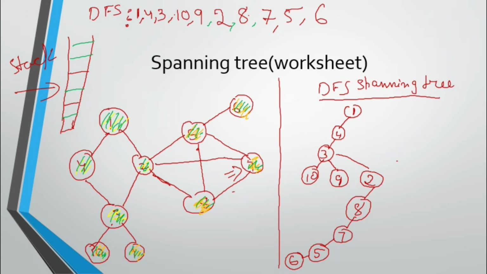So this is the tree which you get now using the DFS algorithm, that is called the DFS spanning tree. Okay, so that is how you do the spanning tree, students. Please take down the output.